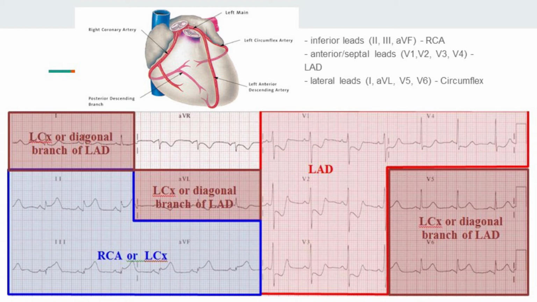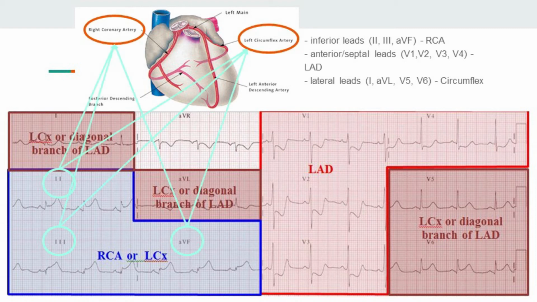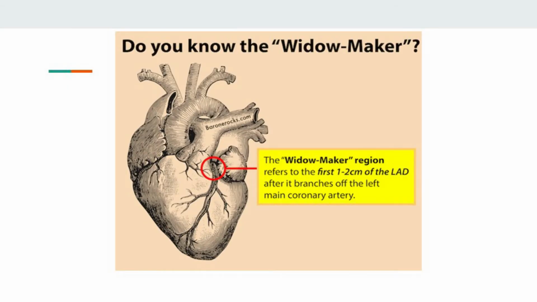For example, if you see ST elevations in the anteroseptal leads, which are lead V1 through V4, you may suspect there's a STEMI going on and a complete occlusion of the LAD. Or let's say you're seeing T-wave inversions in lead 2, 3, and AVF. Now you're suspecting partial occlusion or NSTEMI in the area of the heart that's supplied by the RCA or the left circumflex. By the way, the LAD is referred to as the widowmaker artery. It provides the majority of the blood flow to the left ventricle, and a large occlusion in the LAD can lead to sudden death.